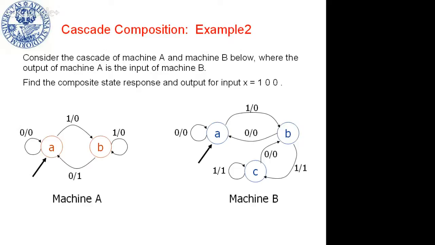So now we need to consider AB. If you are in AB and you get a 0, you stay in A, you produce 0. With a 0 from B, you go back to A, and you produce 0. So you go back to AA, 0, 0. If you are in AB and you get 1, you go in B, you produce 0, and from B you go to A and you produce 0. So you now go to BA. There it is. That's about it. There is no other transition that is possible.